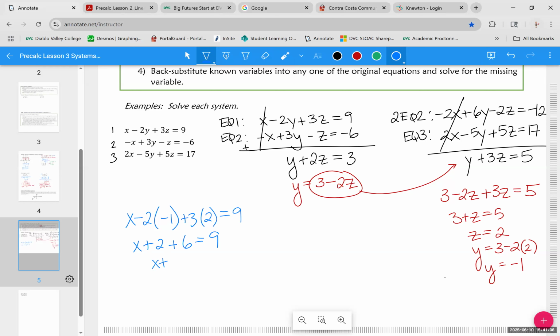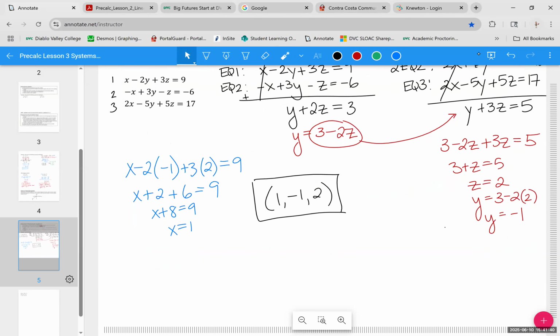All right, so I have x plus 8 equals 9, so x must be 1. And so my ordered triple would be (x, y, z) equals (1, -1, 2). And again, a quick plug in. 1 plus 2 is 3, plus 6 is 9. -1 minus 3 is -4, minus 2 is -6. 2 plus 5 is 7, plus 10 is 17. So I caught my arithmetic mistakes in time.